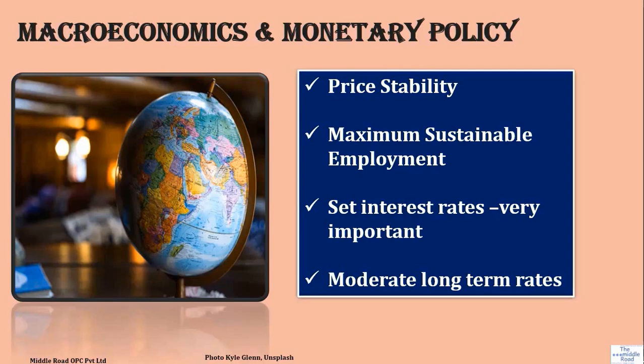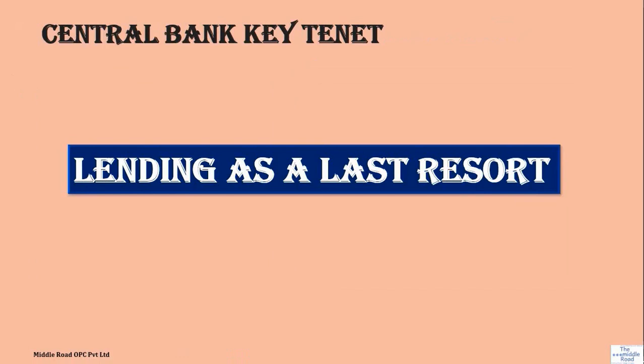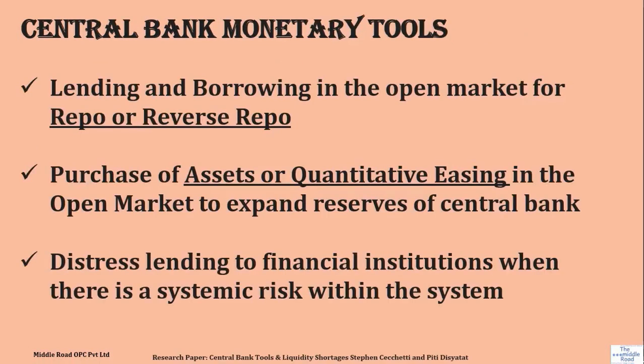So that's the reason why I have specifically mentioned this is more of a macroeconomic policy. One of the central tenets of a central bank now is lending as a last resort. There are three tools for this particular function which a central bank uses. It predominantly goes to the open market. And when we're talking about open market, there's a special module which you need to refer to, to have a fair bit of idea what an open market is.